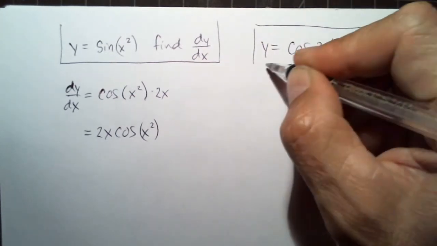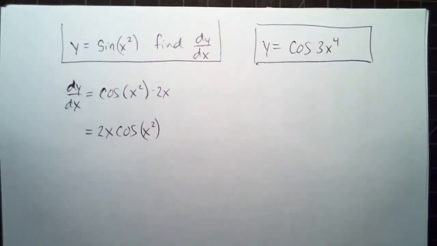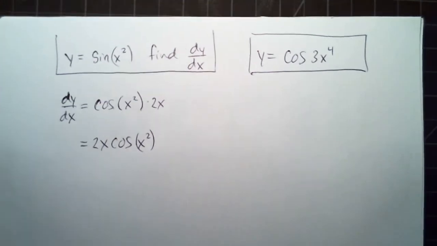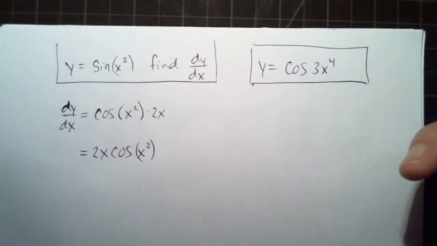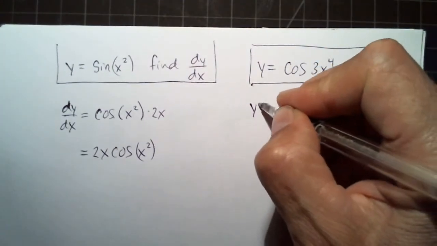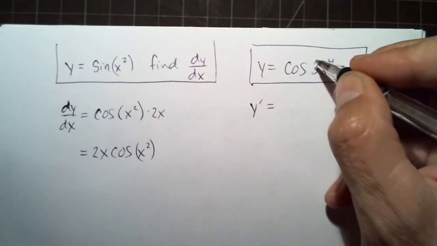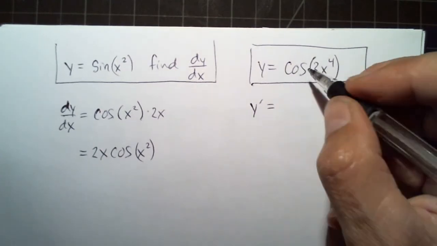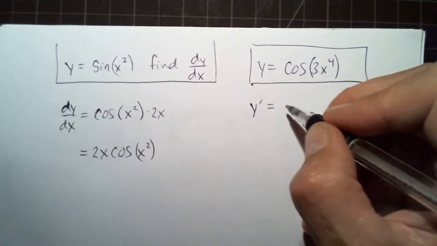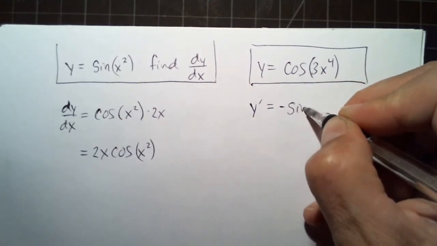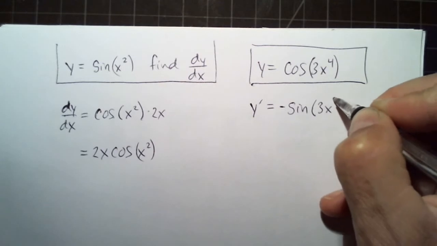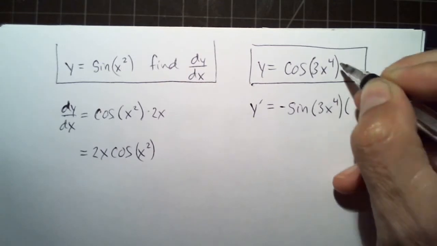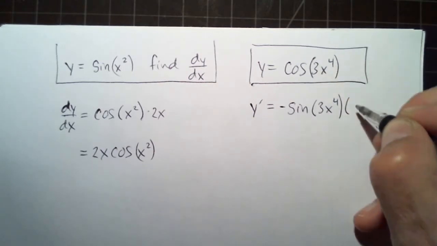All right, find the derivative of that. Pause the video. And if we identify the inside and the outside, that might help. Derivative of cosine is negative sine, leaving the inside the same, times the derivative of the inside, 12x cubed.